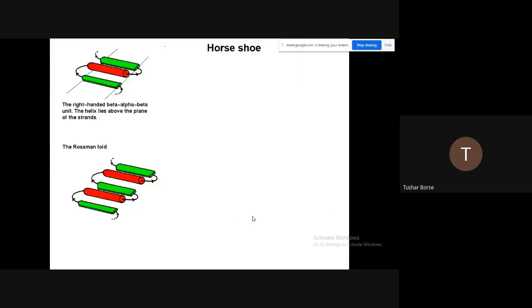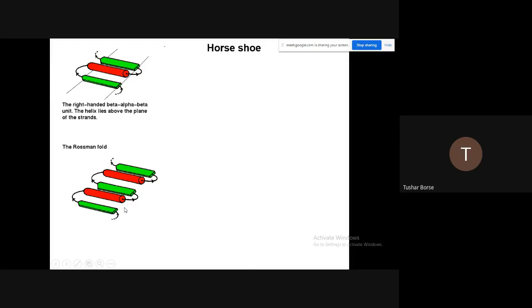The two more topologies you can see here: the first one is a horseshoe. I think all of you know, there is a nail, some iron thing which is implanted onto the legs of the horse. That is why you hear that noise, knock knock knock. So that is a horseshoe. This looks like a horseshoe structure, and that is why it is called a horseshoe type of topology. Now this is a very beautiful type of folding called a Rossmann fold.